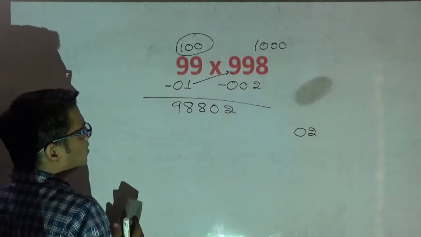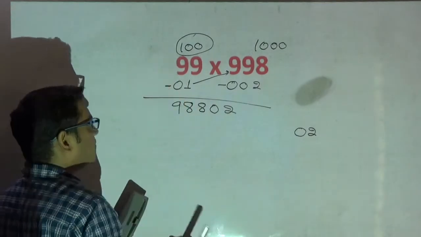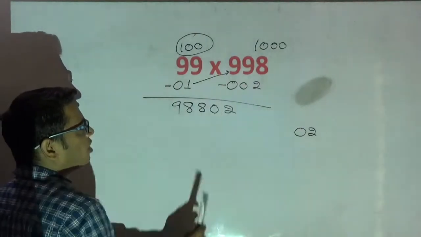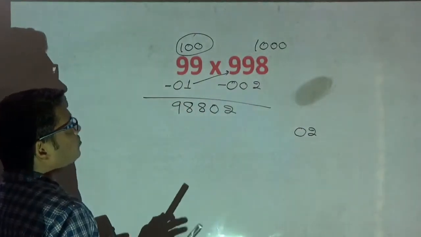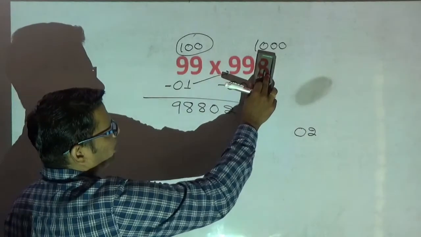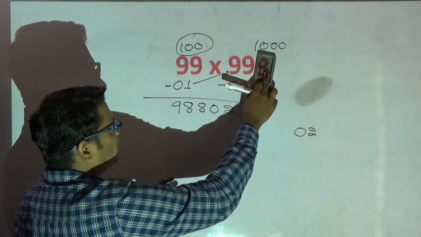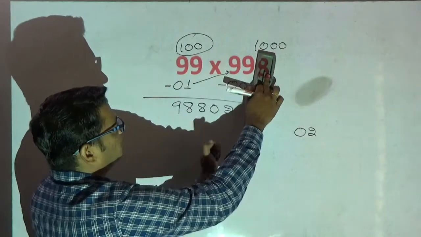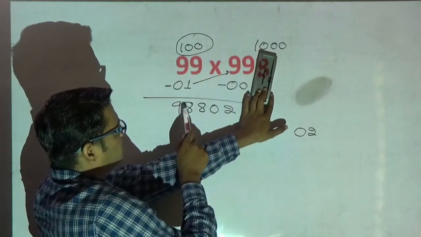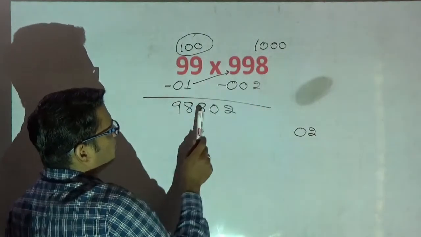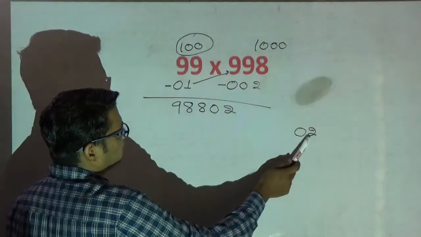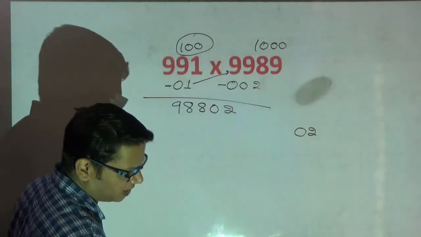Okay, let me explain one more time. The base for this number is 100. The base for this number is 1000. This is below your base by 1. This is below your base by 2. What you need to do is, this has only 2 digits. Therefore, I will observe only 2 digits. Count 2 digits from the left side and go for cross subtraction. 99 minus 1 is 98. Then this 8 you write as it is. Then you multiply these 2. 2 into 1 is 2. But 100 has 2 zeros. Therefore, I will write 02. That's my answer. I will go for the other example now.